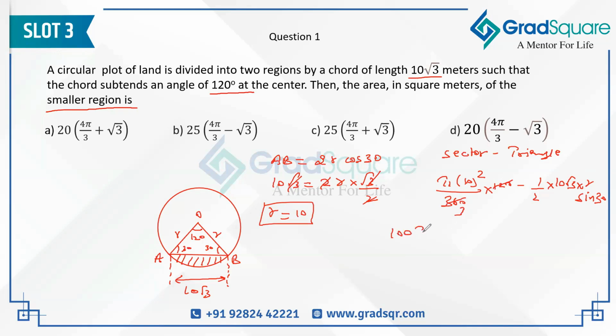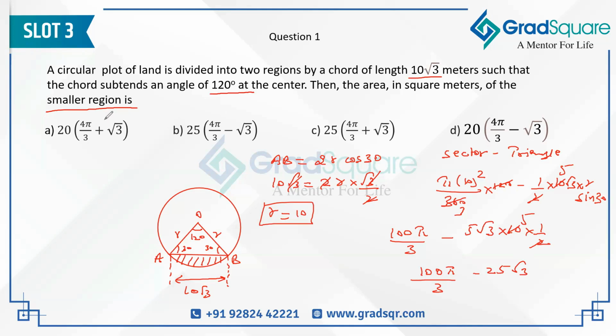Now, if you look at this, this will become 1 by 3, and you will get 100 pi by 3 as the area of the sector, minus the triangle. Half of 10 root 3 makes it 5 root 3, and r sine 30 is what you are looking at, where the value of r was 10 and sine 30 was 1 by 2. So this is going to be 25 root 3. It is 100 pi by 3 minus 25 root 3 that you're looking at.